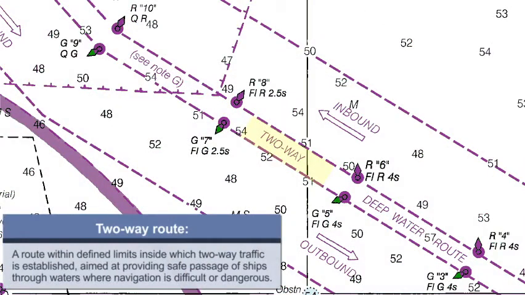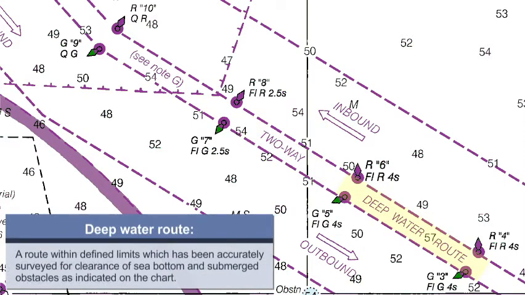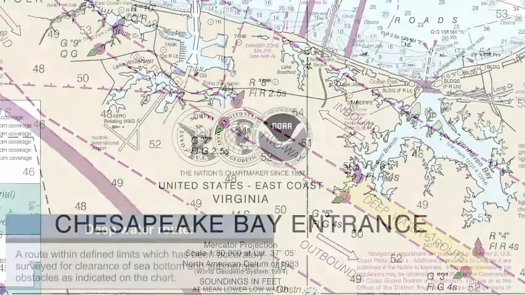Two-way route is a route with defined limits inside which two-way traffic is established, aimed at providing safe passage of ships through waters where navigation is difficult or dangerous. Deep-water route is a route with defined limits which has been accurately surveyed for clearance of sea bottom and submerged obstacles as indicated on the chart.